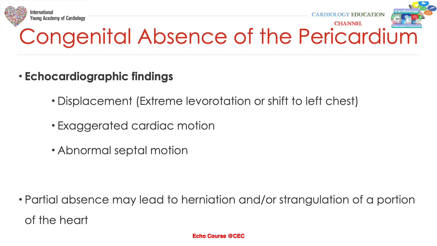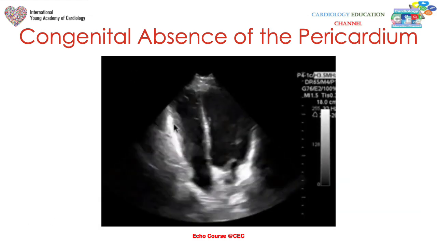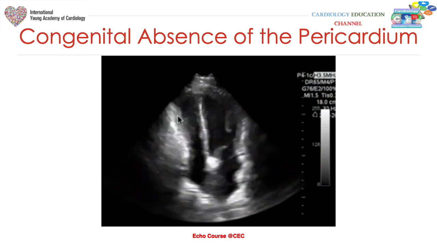The main hallmark echocardiographic finding in congenital absence of the pericardium is displacement with extreme levorotation or shift of the heart to the left of the chest. Actually, getting images of the heart in patients with congenital absent pericardium is very difficult because of the extreme displacement of the heart itself, the exaggeration in cardiac motion, and the abnormal septal motion. The partial absence may lead to herniation or strangulation of a portion of the heart. And this is how it looks: you can see a small herniation near the apex of the right ventricle.